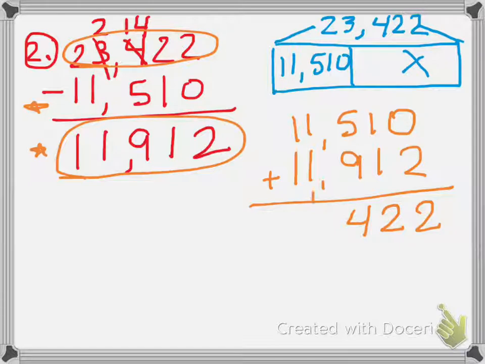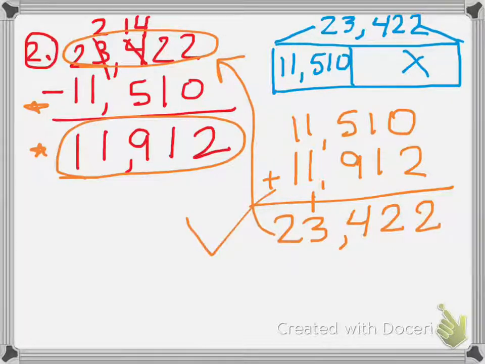Okay, I have that 10. I have to bring it over, carry it over. 1 plus 1 plus 1 equals 3. 1 plus 1 equals 2. Let's see, did I get the same number? I did, 23,422. Check. So we got the correct answer.